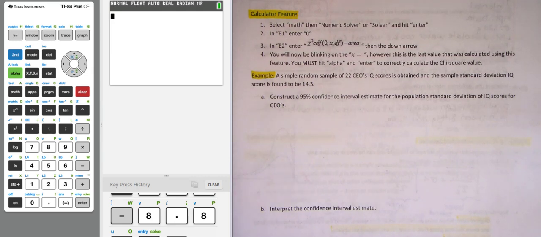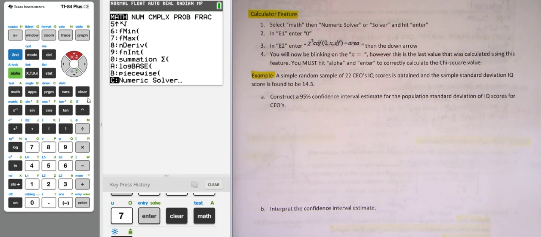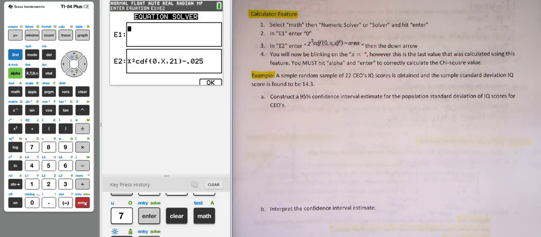The calculator feature that we're going to use in order to be able to calculate the chi-squared values is a lot more difficult than some of the other calculator features. First, you're going to hit Math. Then you need to scroll till you find Solver or Numeric Solver. It's easiest if you use the up arrow. Mine is saying Numeric Solver, and then I'm going to hit Enter.